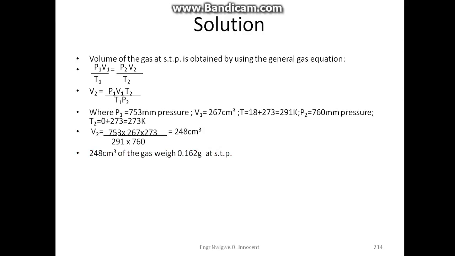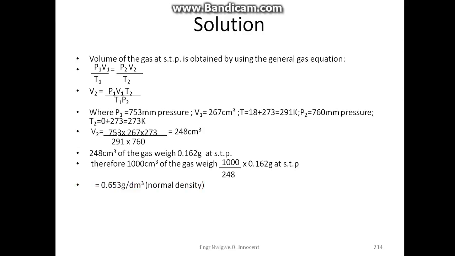248 cm cube of the gas weighs 0.162 gram at STP. Therefore, 1000 cm cube of the gas weighs 1000 divided by 248 times 0.162 gram at STP, which will now give us 0.653 gram per dm cube.